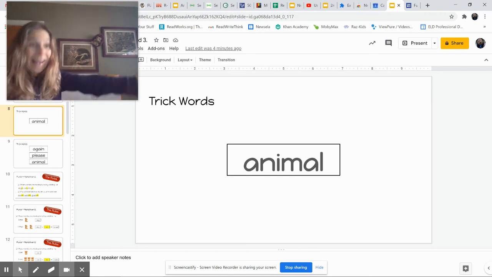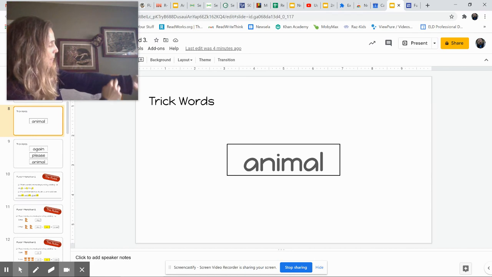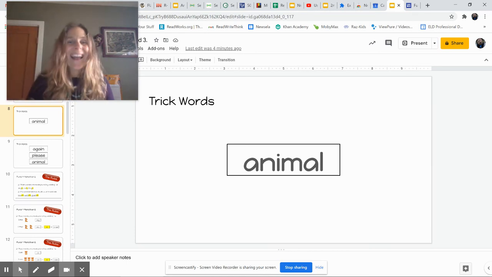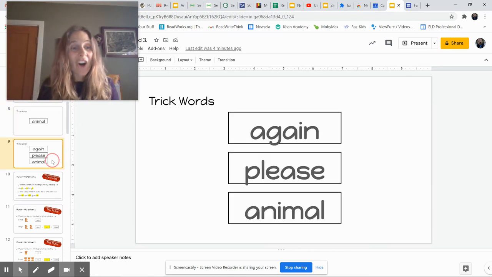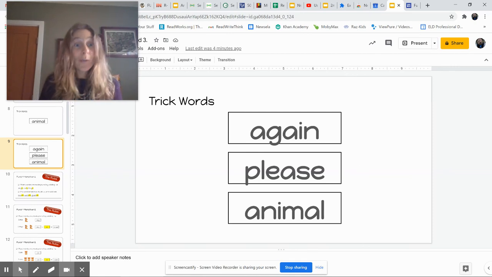Animal. A, N, I, M, A, L. Animal. Okay, let's do it together. Animal. A, N, I, M, A, L. Animal. Great work. So now let's take a look at all our three trick words and we'll say them. I like to practice reading them by going down the ladder, up the ladder, down the ladder. So let's do that together. It's going to look like this.